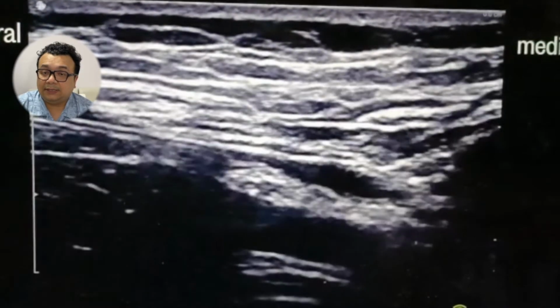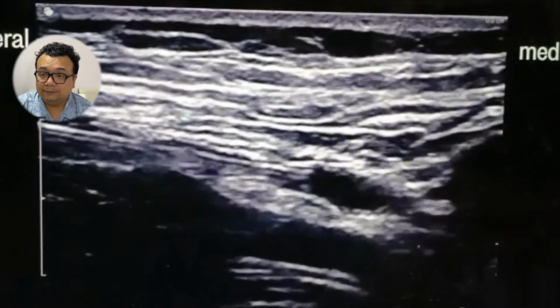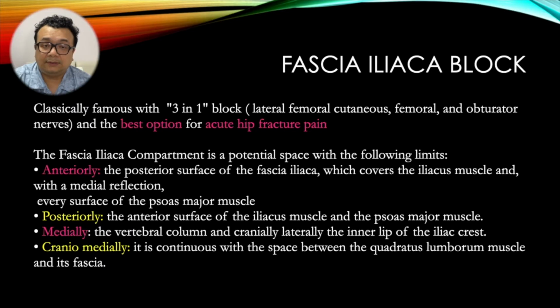Okay, that's all about the femoral block. Next one, we will talk about fascia iliaca block. So what is fascia iliaca block? Classically famous with 3-in-1 block, whereby you aim to block lateral femoral cutaneous, femoral and obturator. It was said to be the best option primarily for hip fracture.